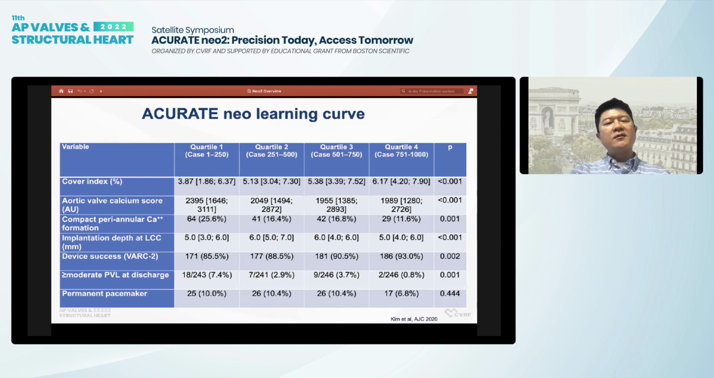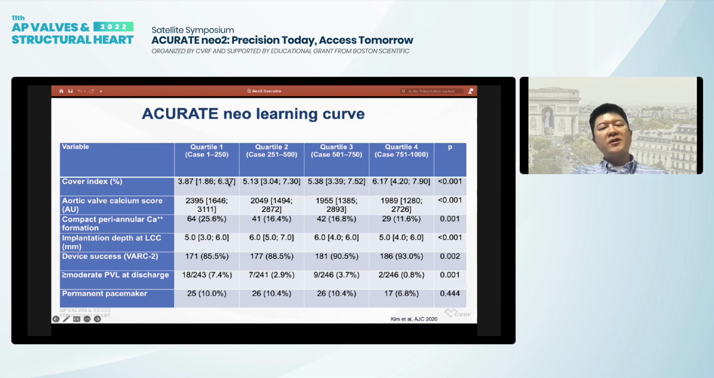I will skip that. And here you can also see the learning curve that we went through with the ACURATE Neo. You can see the very first 250 and the last 250 over the first 1,000 implantations that we did. And what we learned is that we had to choose a larger degree of oversizing. Cover index in the first quartile was around 4%, in the last quartile 6%. We chose patients with less calcification. Calcium score dropped to 1900. We had less eccentric calcification in these patients. Implantation depth varied a little bit.